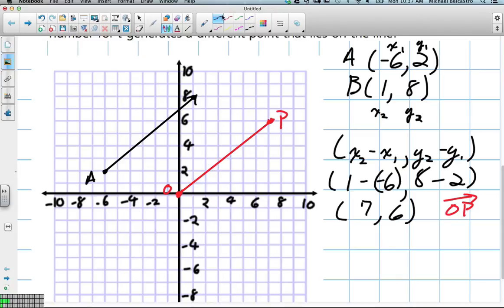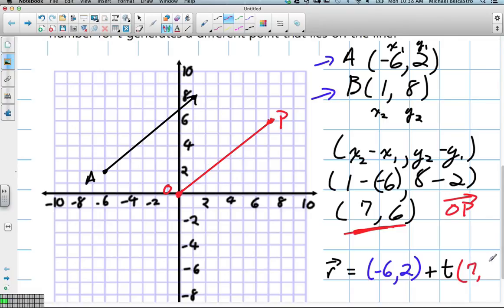Now to write it as a vector equation, we'll say our vector r is equal to any point on the line. There are two ways right now we can write this, and there are actually many more. We have two coordinates on this line, A or B. So I can decide to write this as -6, 2, plus we have to have a scalar multiple for our parameter. Usually in the textbook they use the letter T. So they'll say T multiplied by our directional vector. Now this is the one that has to be the same all the way through: 7, 6. So this is a vector form of equation. So it's a vector equation.